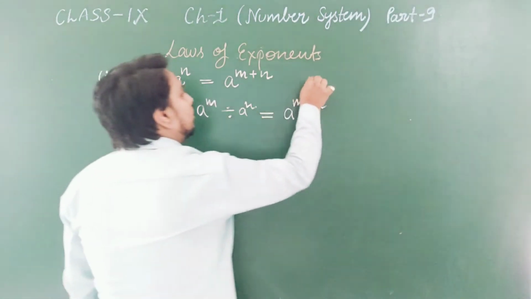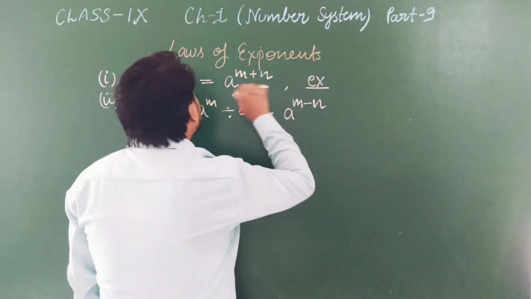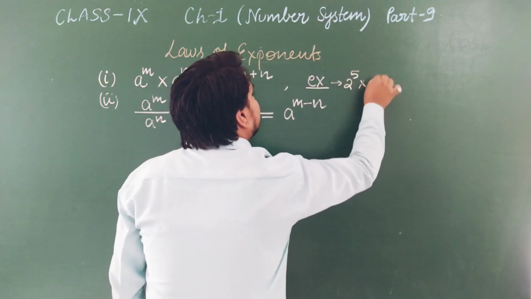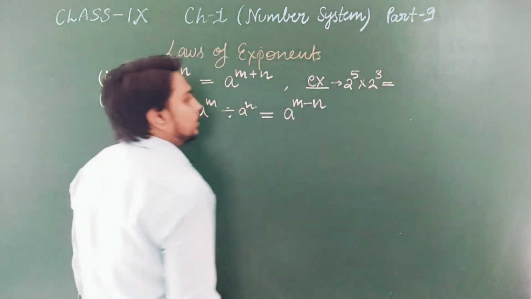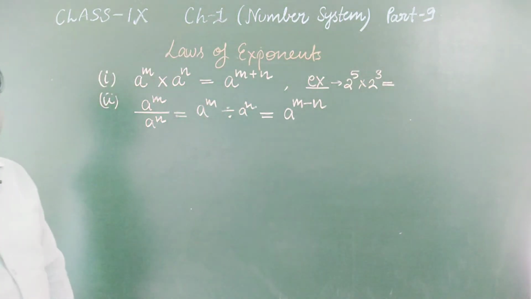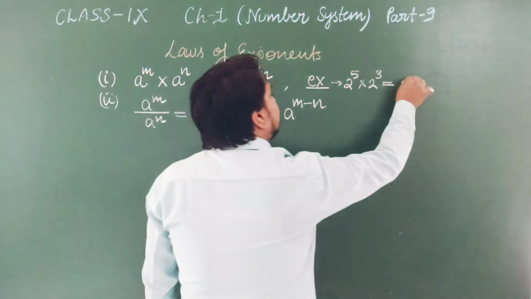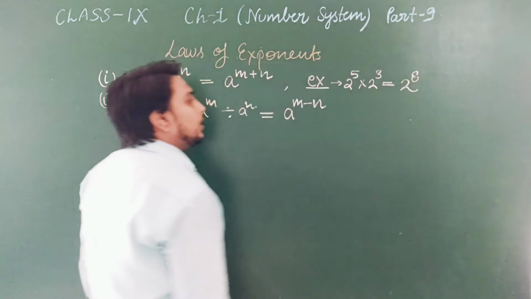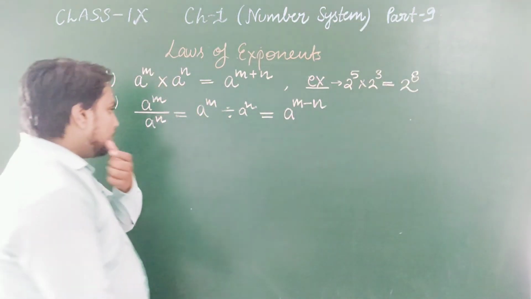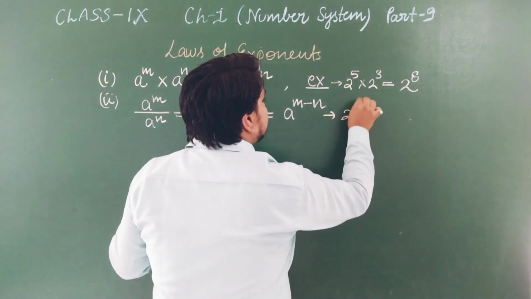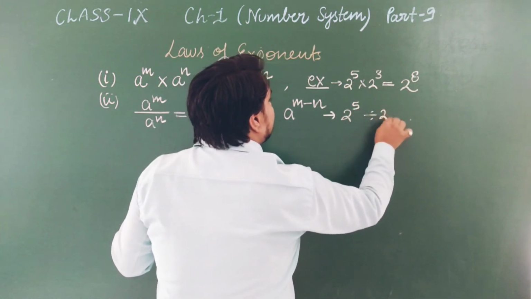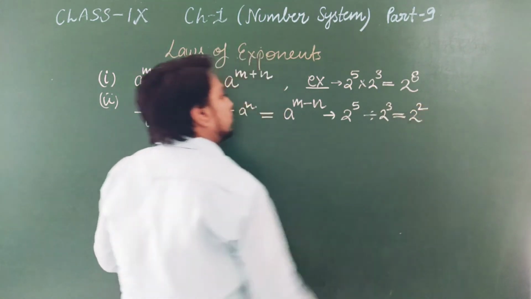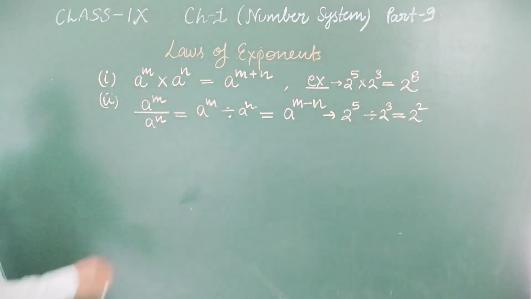So let us see an example with the formula. If 2 to the power 5 into 2 to the power 3 is there, what will you write? The base will be written as it is, and the powers will be added, 5 plus 3, that is 8. In the same manner, if it is 2 to the power 5 divided by 2 to the power 3, then it will be 2 to the power 5 minus 3, that is 2 to the power 2, that is 4.